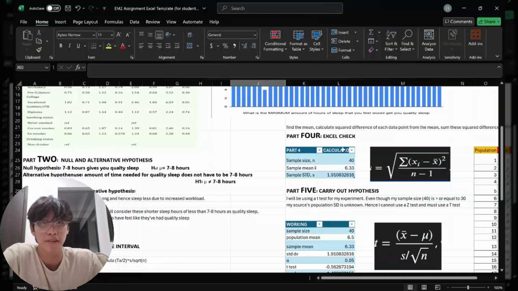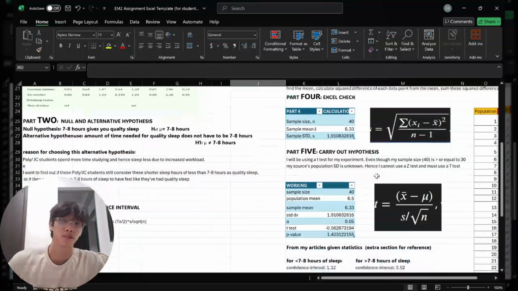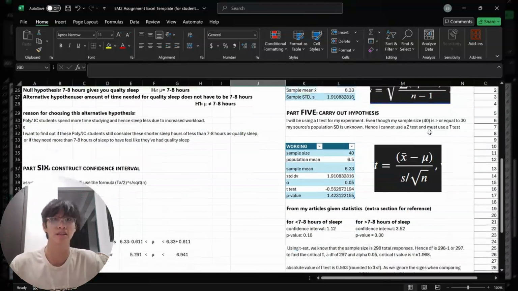For part 5, I'll be using a t-test. Even though my sample size is 40, which is bigger than 30, my source's population standard deviation is unknown. Hence, I cannot use the z-test and must use the t-test. So from this table over here, you can see my results and my workings.